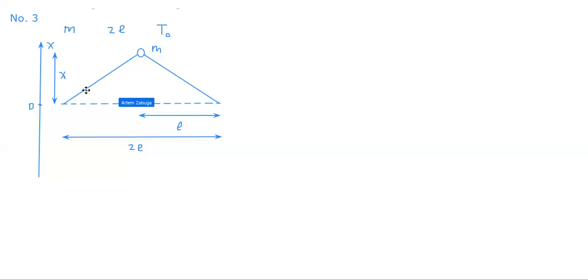Okay. So do you have any ideas what to do in this situation? We have to find the angular frequency, or natural frequency, of small oscillations of this mass on the string.